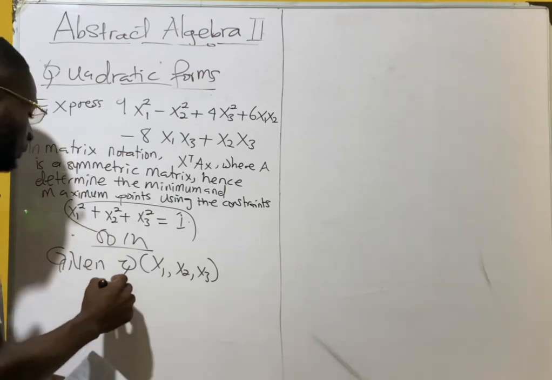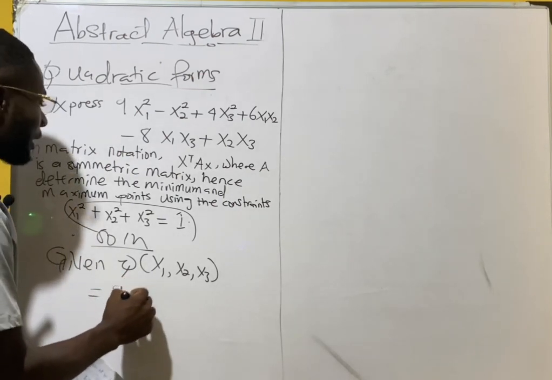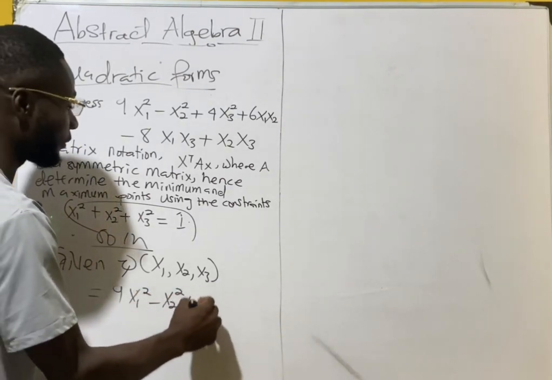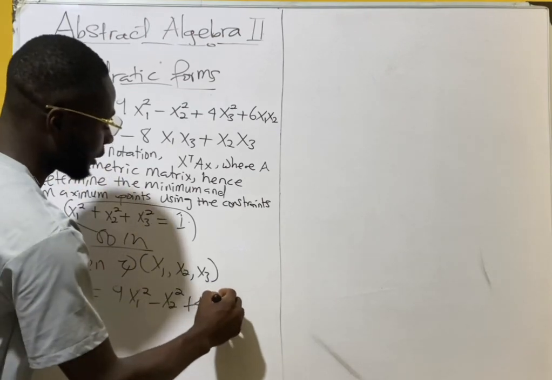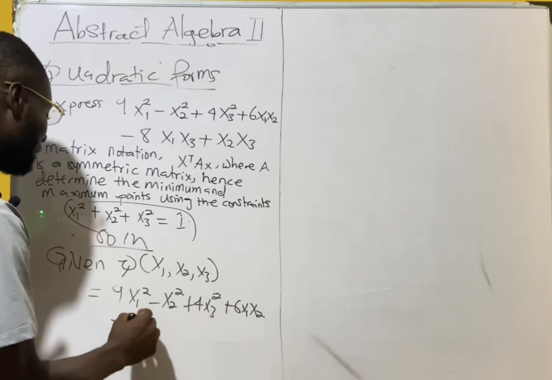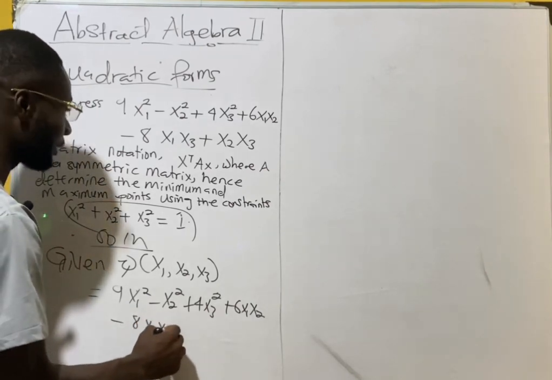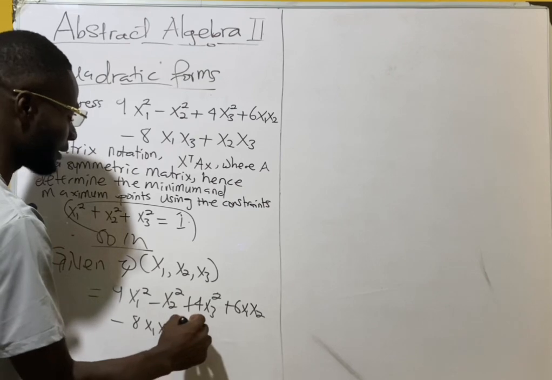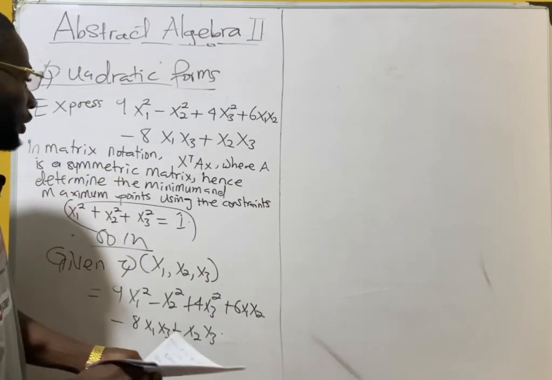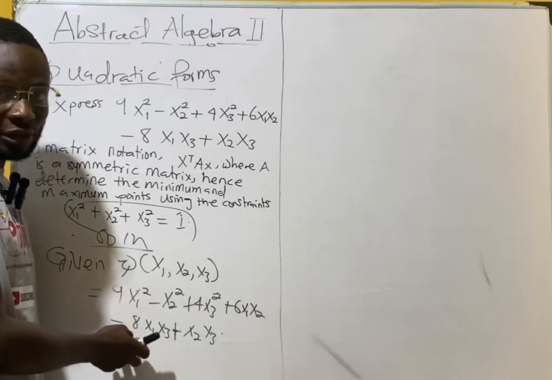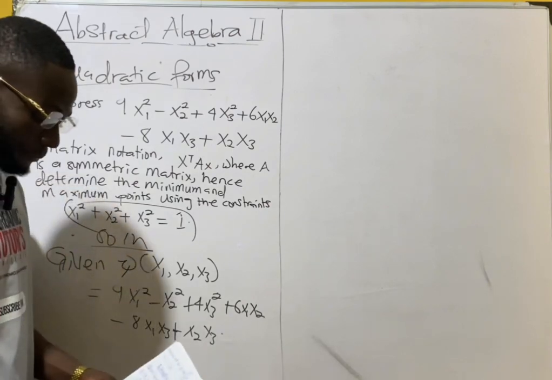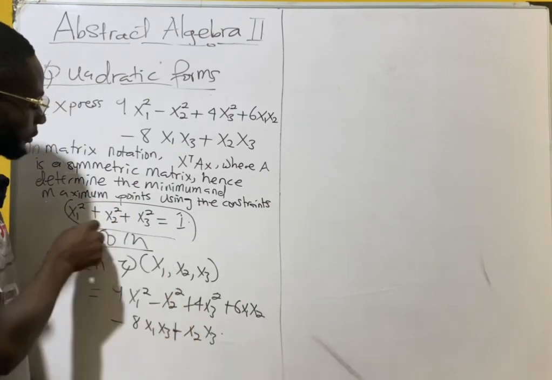And that is equal to 9x1 squared minus x2 squared plus 4x3 squared plus 6x1 x2 minus 8x1 x3 plus x2 x3, right? We want to transform this into a matrix, right? And then find the minimum and maximum points under this constraint.